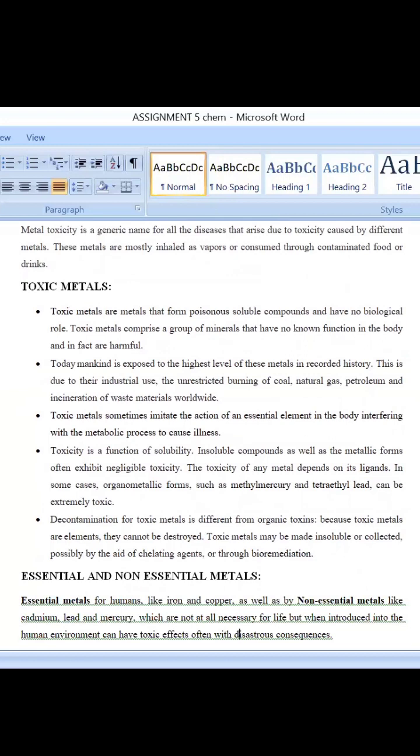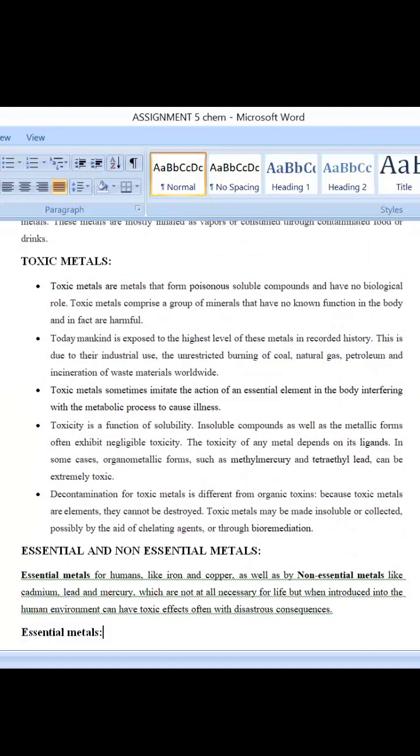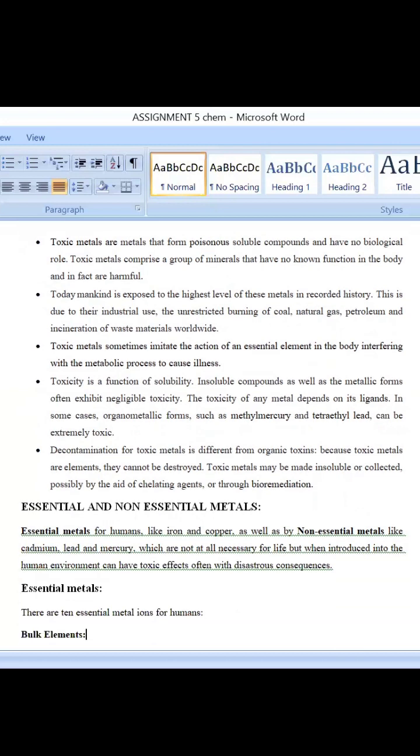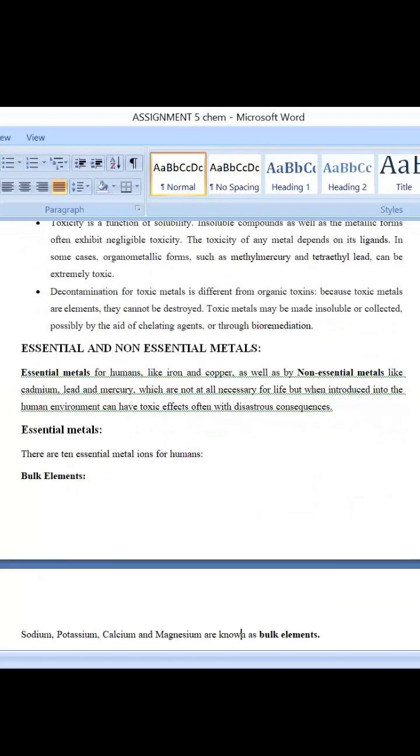Next point is essential and non-essential metals. Essential metals for humans like iron and copper, as well as non-essential metals like cadmium, lead, and mercury, which are not at all necessary for life, but which, when introduced into the human environment, can have toxic effects, often with disastrous consequences. First is essential metal.